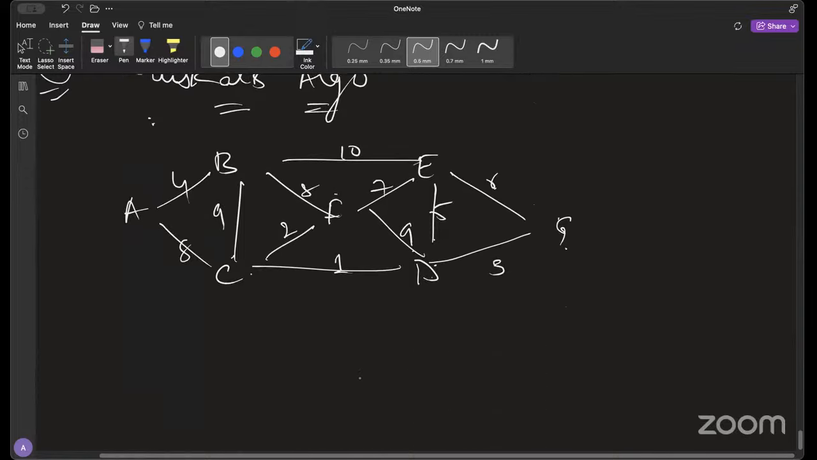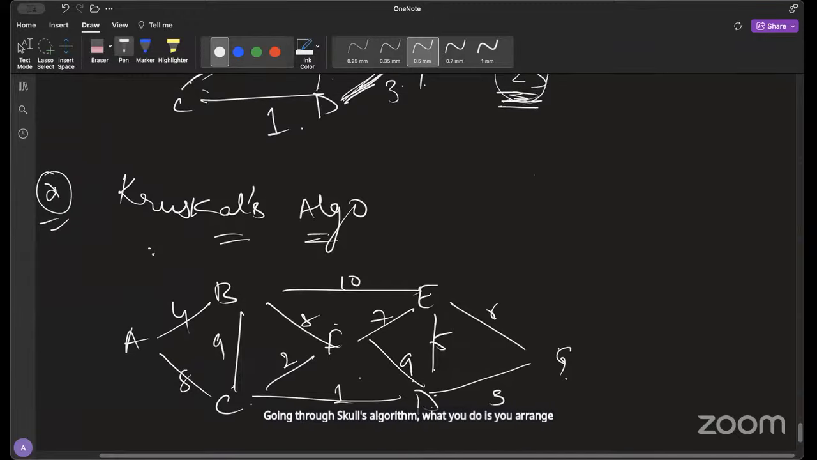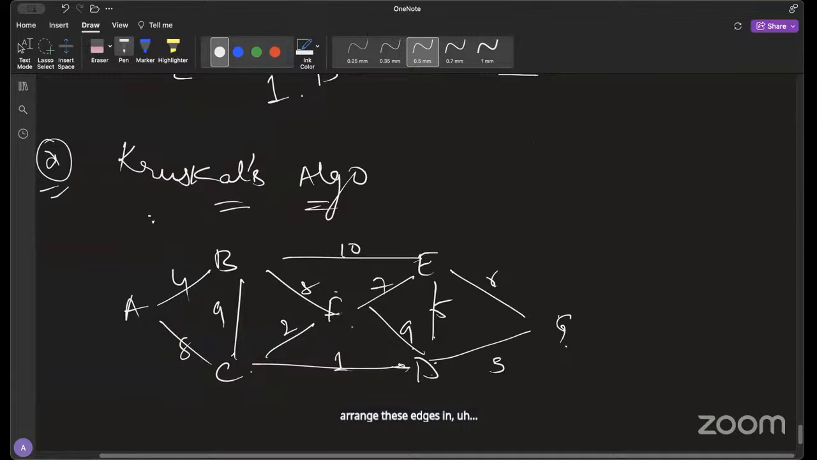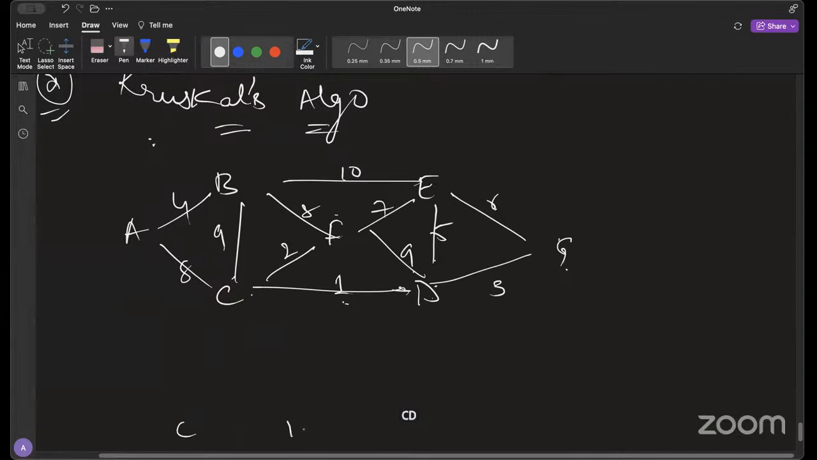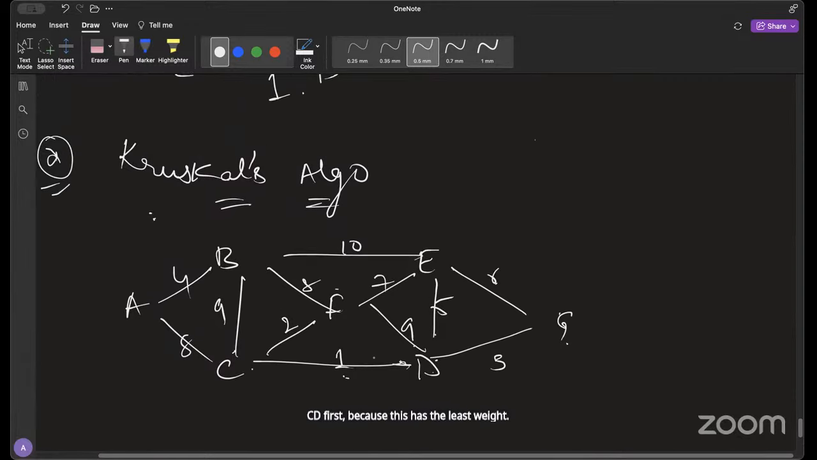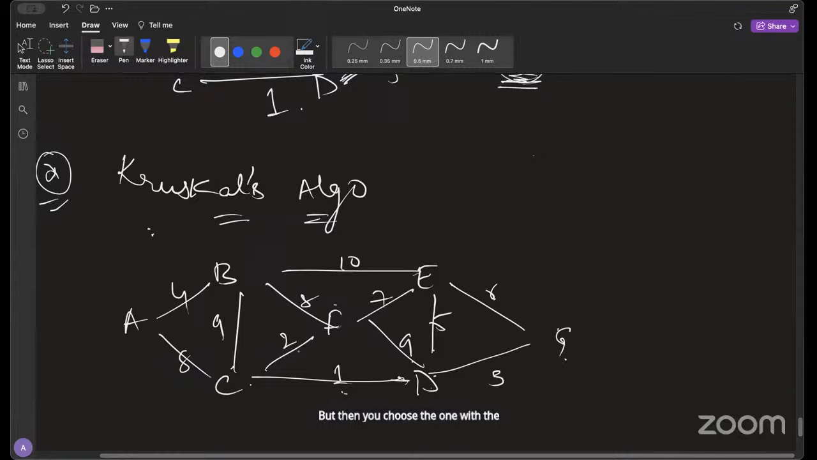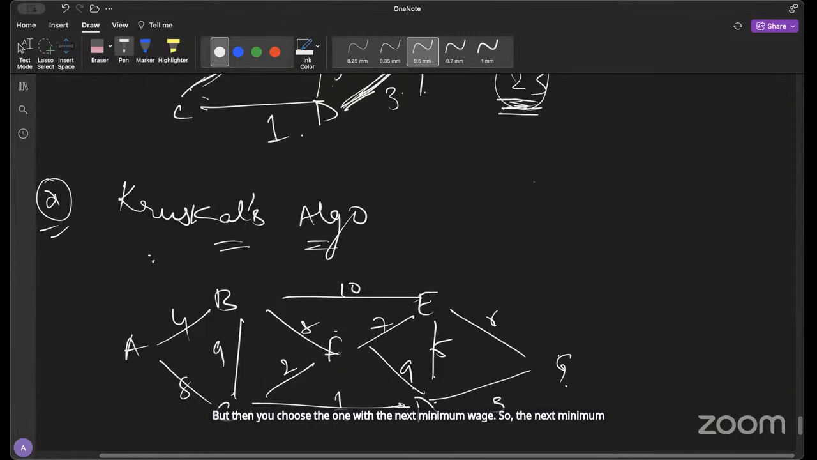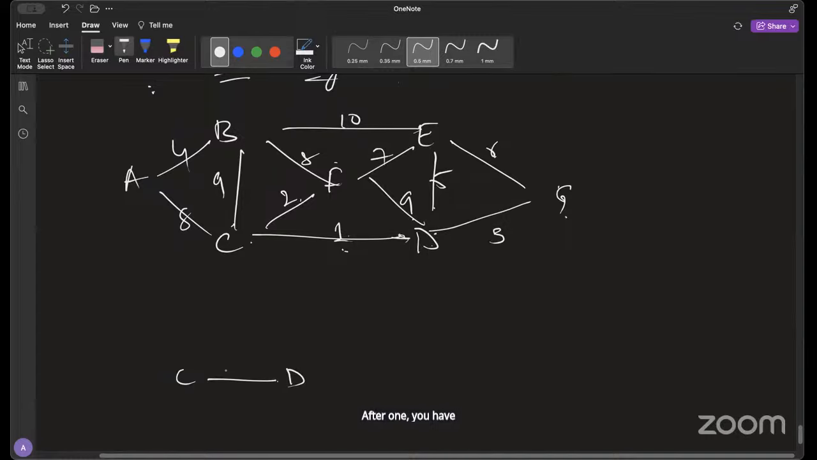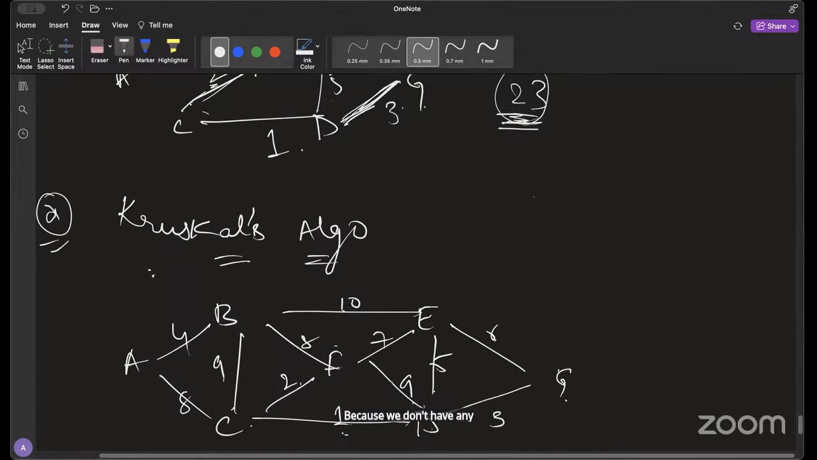So in Kruskal's algorithm, what you do is you arrange these edges in ascending order of their weights. So the first one will be this. The least weight is this, so you choose this one, CD, first, because this has the least weight. But then you choose the one with the next minimum weight. The next minimum weight is 2. After 1, you have 2 here. Because we don't have any other one here, we'll choose this.